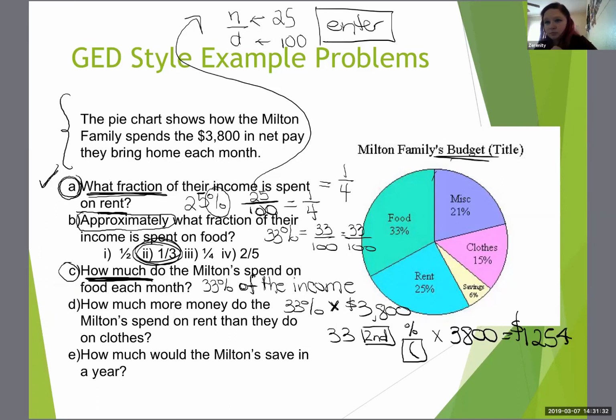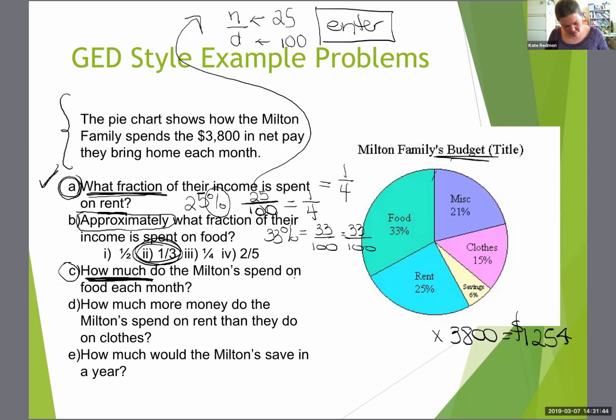So how much do the Miltons spend on food each month? They spend 33% of their budget, yes, but that 33% of their budget is $1,254. It's a lot of money.